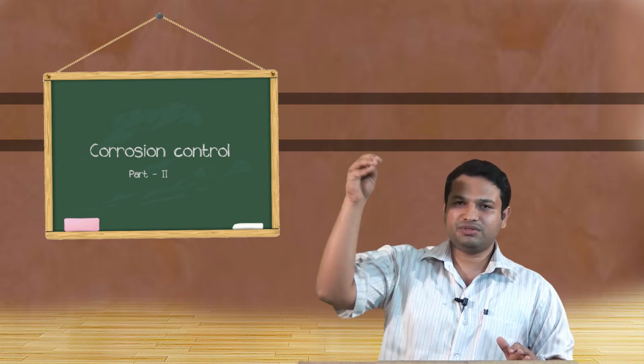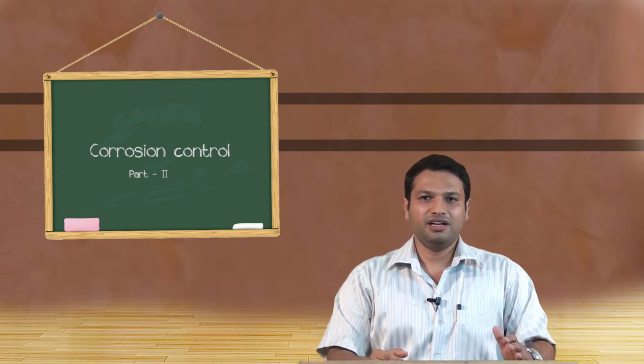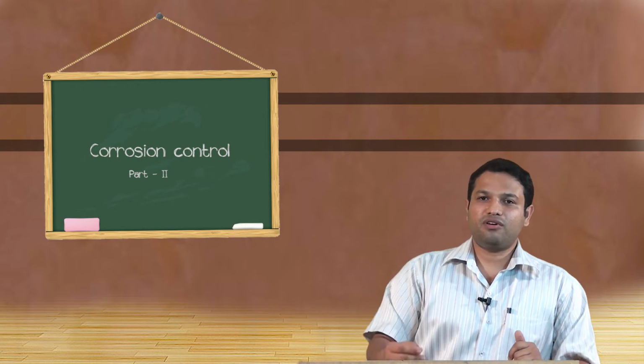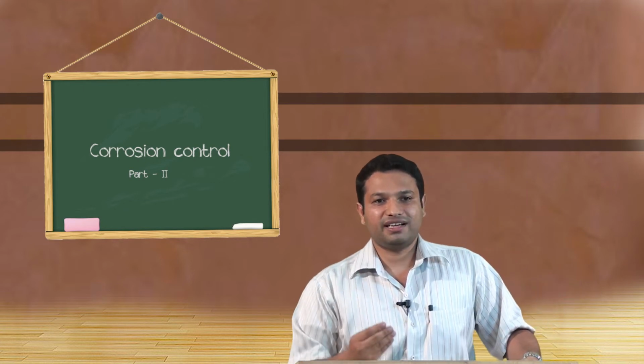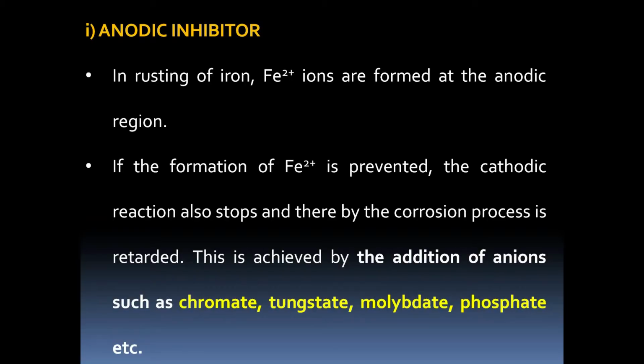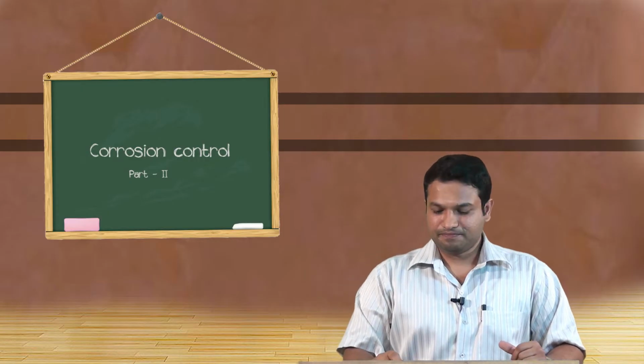So if we had some substances so that we can stop this reaction, then it is called as anodic inhibitors. The examples for these inhibitors are chromate, tungstate, molybdate, phosphate, etc. They are added to the reacting medium so that the anodic reaction is stopped and iron remains as such. If the anodic reaction is stopped, then corrosion is also stopped. So this is how we are adding a substance called anodic inhibitors to stop the anodic reaction, and hence we can prevent the corrosion of the particular metal.